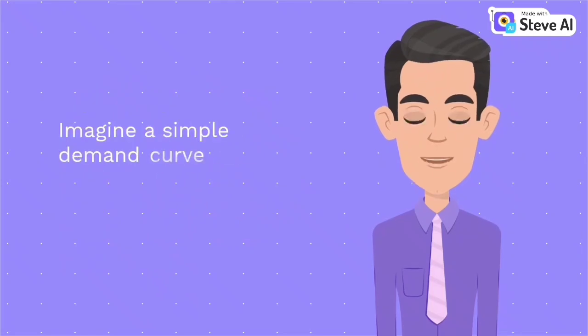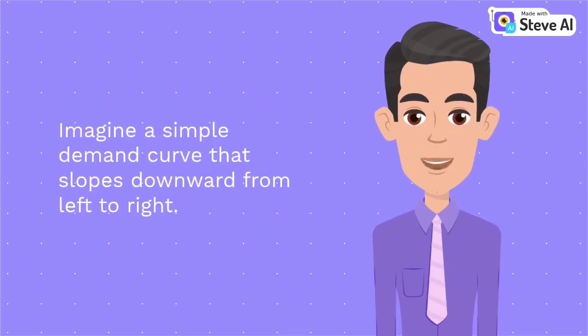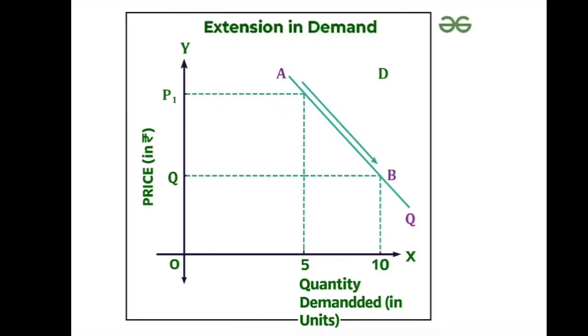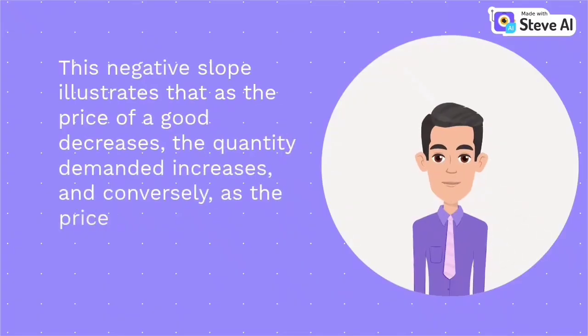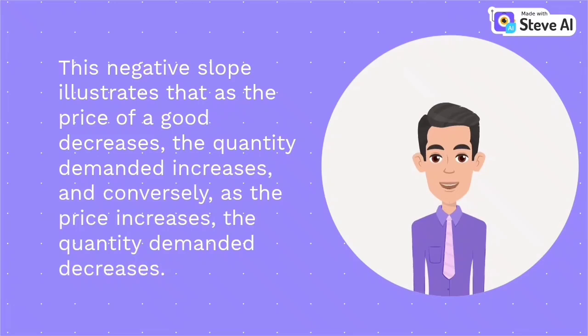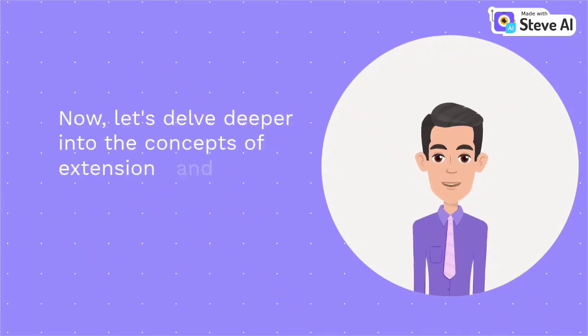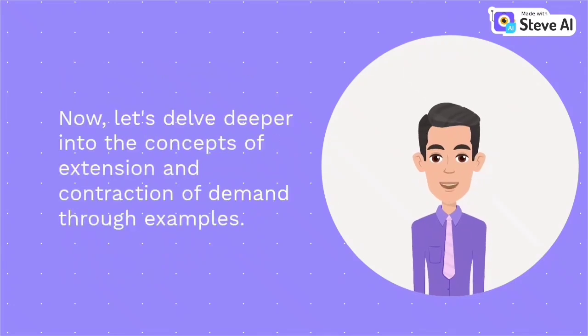Imagine a simple demand curve that slopes downward from left to right. This negative slope illustrates that as the price of a good decreases, the quantity demanded increases, and conversely, as the price increases, the quantity demanded decreases. Now, let's delve deeper into the concepts of extension and contraction of demand through examples.